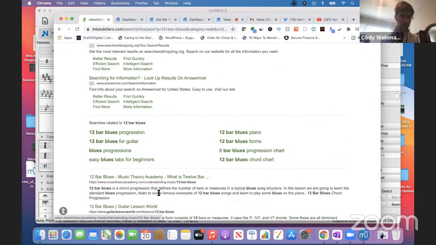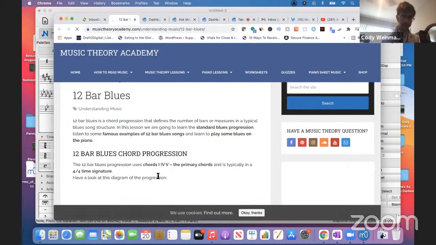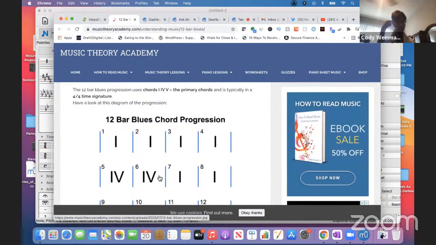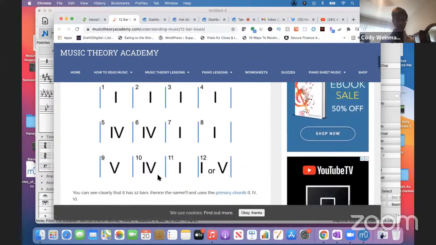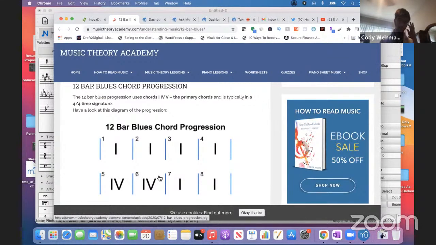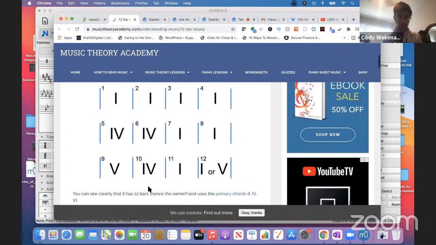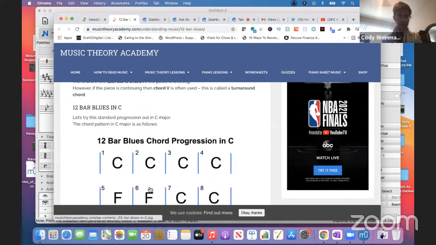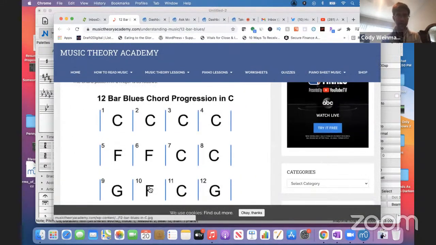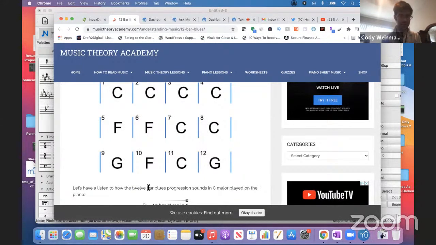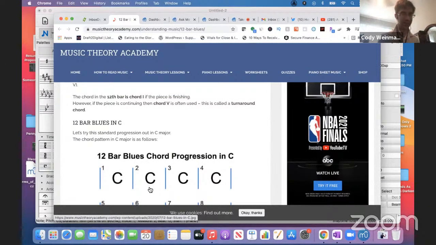So let's see. So 12. Okay. So yeah. And you're like, oh no. Because everything I'm seeing here is, let's say if we do it in C, they're doing 4 bars of C, they're doing 5, 6 in F, 7, 8 in C, and then 9 is in G, and then 10 is in F, and then 11 is in C, and 12 is in G. That kind of thing. So that's the standard one.